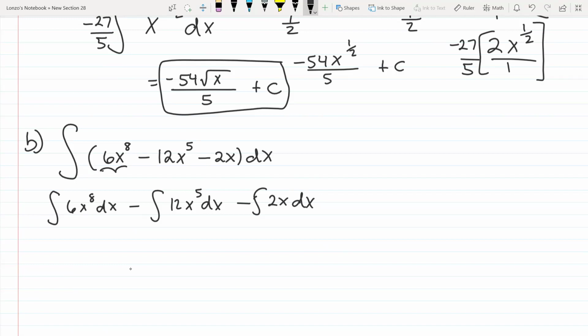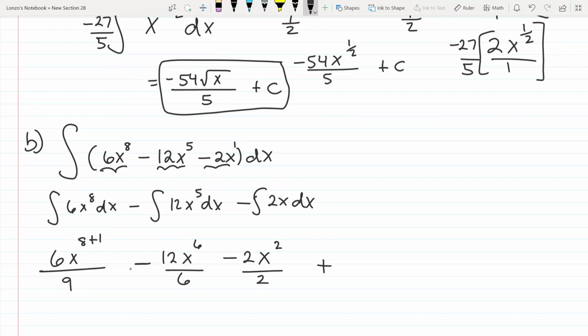So what is the integration of 6x to the 8th? So it's 6x and then old power plus 1, so that's 8 plus 1 over 9. And then minus, what is the integration of negative 12x to the 5? So that's minus 12x, and then 5 plus 1 is 6, divided by 6. And then this one right here is negative 2x. This has a power of 1, so 1 plus 1 is 2 over 2 plus c.